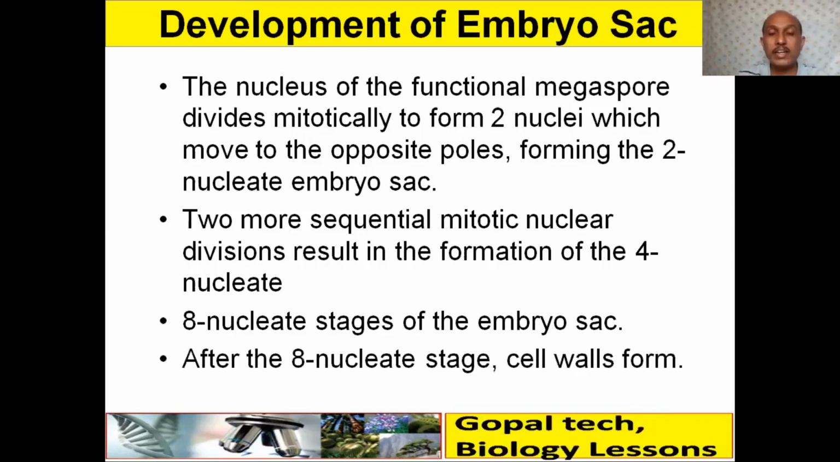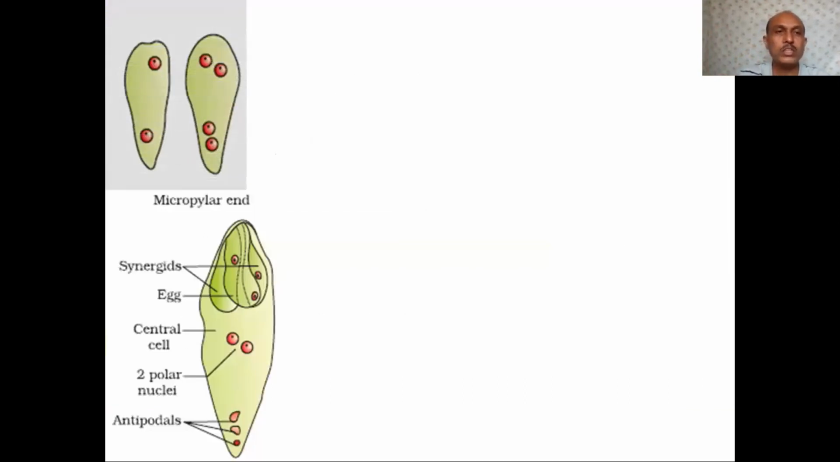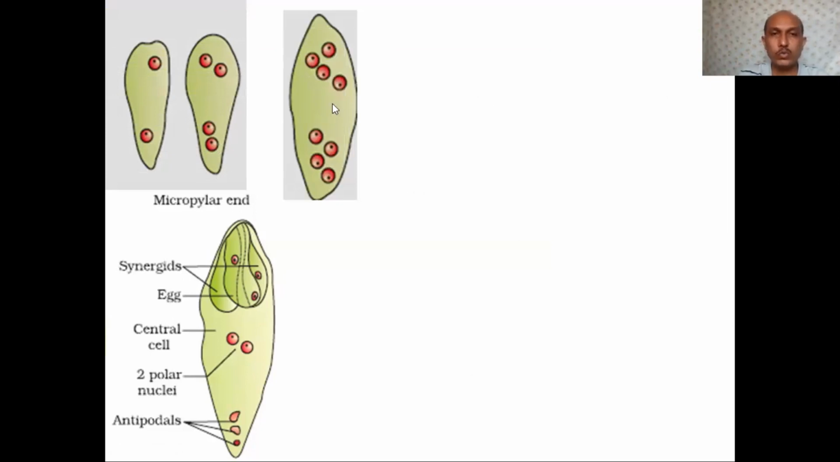So after the 8 nucleate stage, the cell wall is produced. Okay, cell wall. So you can see here how it will produce. See, 2 nucleate, then 4 nucleate, then 8 nucleate. Now these 8 nuclei arrange themselves.